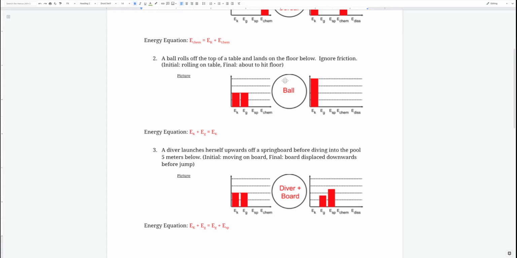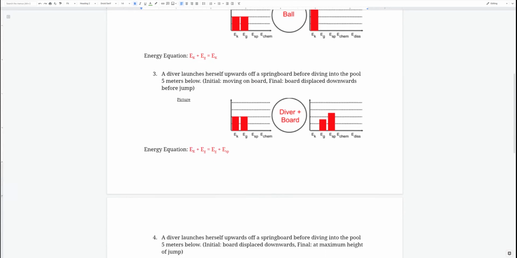Then at the end, it's about to hit the floor. Remember when we say that, that just means all kinetic energy. It's like a millimeter above the ground, so we can basically round the EG down to 0. So we say that the kinetic and gravitational energy it had at the start becomes all kinetic energy at the end. Notice once again, 1, 2, 3, 4 total blocks of energy, 2 plus 2, and we have 4 at the end. Our energy equation for this one, kinetic energy plus gravitational energy becomes just kinetic energy at the end.